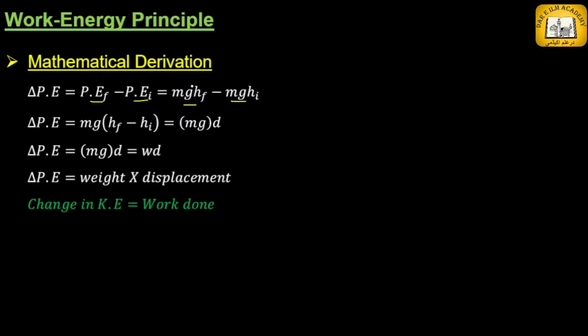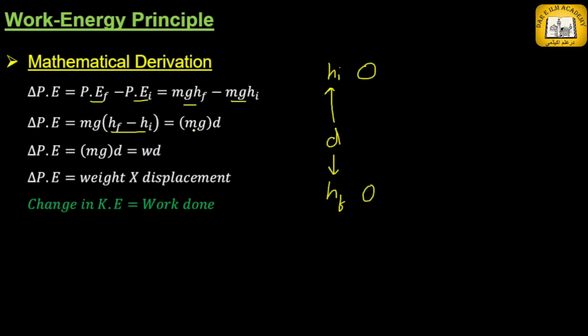So here you can see that we can take mg common, and the equation will become mg into (hf minus hi). This hf and hi were actually the displacement. The football was in this position, that was hi, and after that the football had gone to this position, hf. So the difference between these two is actually the displacement, or the height, that the football covered. So we can replace this hf minus hi with the displacement d.